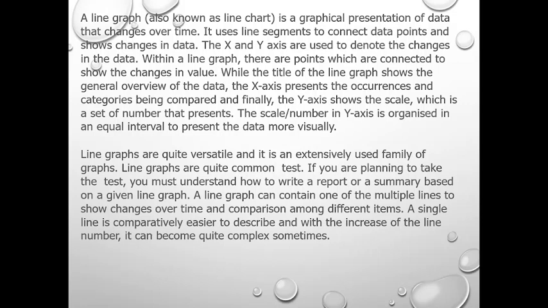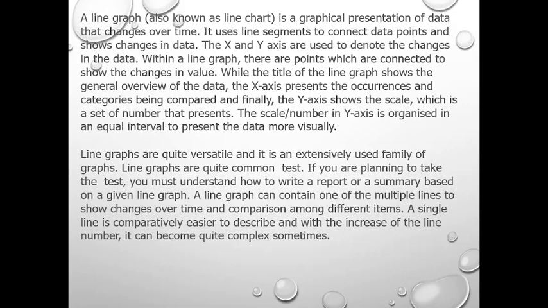While the title of a line graph shows the general overview of the data, the x-axis presents the occurrences and categories being compared, and finally the y-axis shows the scale, which is a set of numbers. The scale, or the numbers on the y-axis, is organized in equal intervals to present the data more visually. Line graphs are quite versatile, and it is an extensively used family of graphs.